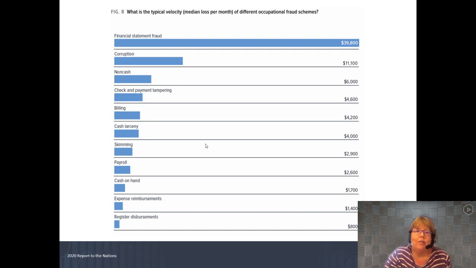Keep in mind, this is all sizes of companies. We're not just talking the larger WorldCom or Enron type frauds, because that is significantly larger. Then it's followed by corruption at $11,000 a month, and then it goes down from there. But we can see that financial statement fraud on a monthly time frame is significantly more than any other type of fraud.